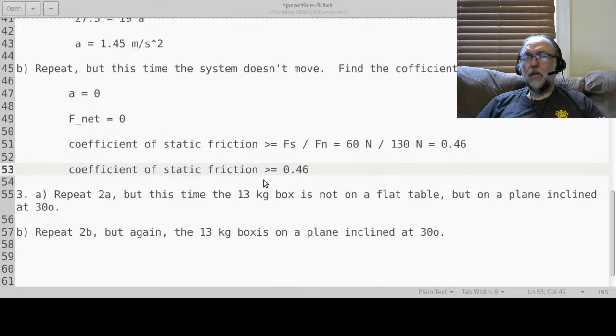All right. Another way to think of this mu, either kinetic or static, is how sticky the surfaces are. The stickier the surfaces are, the bigger mu is. Okay. All right, great. That's it for question number 2.